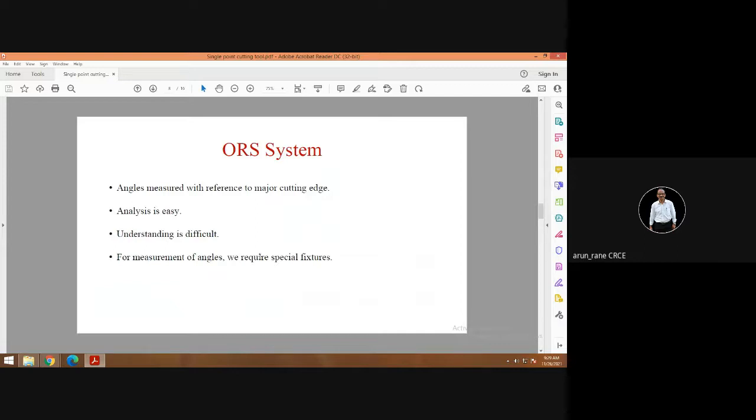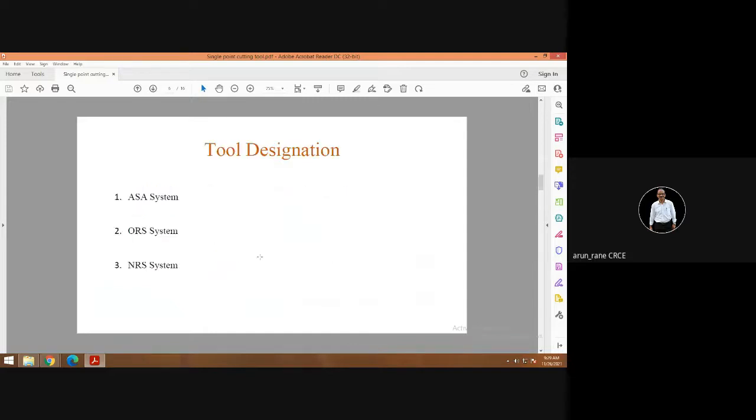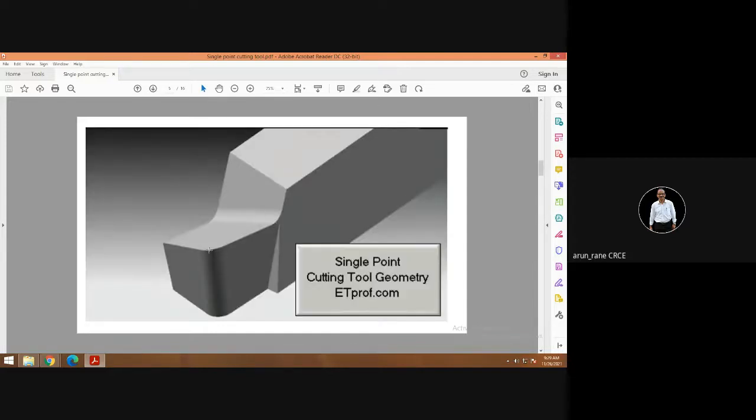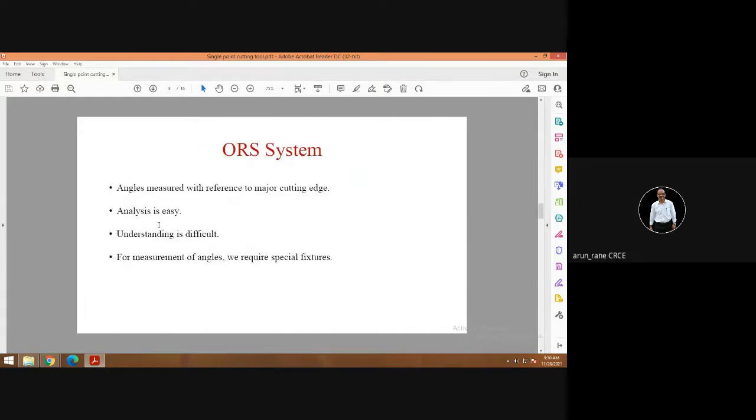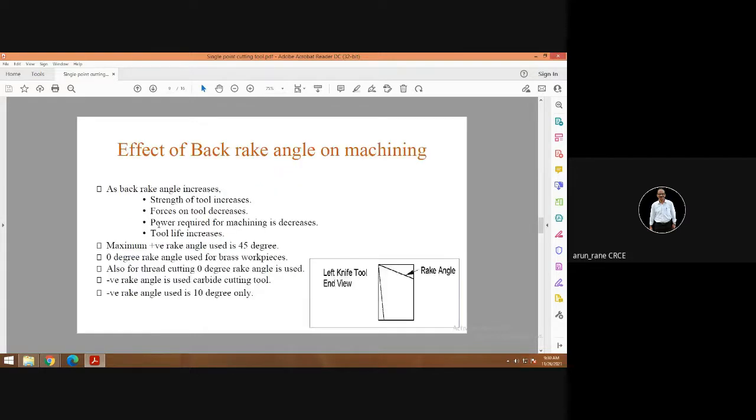ORS is the orthogonal rake system. Here angles are measured with reference to the major cutting edge. The major cutting edge is nothing but this. This is your major cutting edge, and this is the end cutting edge, that is the minor cutting edge. Here the analysis is easy, but understanding is a bit difficult, so you will come to know in third year. And if you want to measure the angle, then you need special fixturing for this.